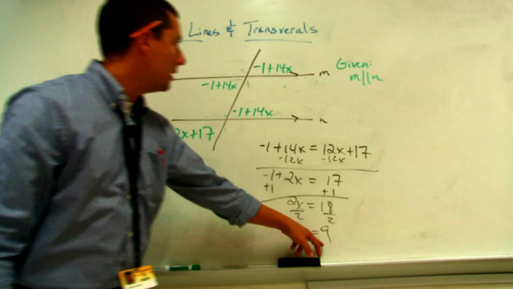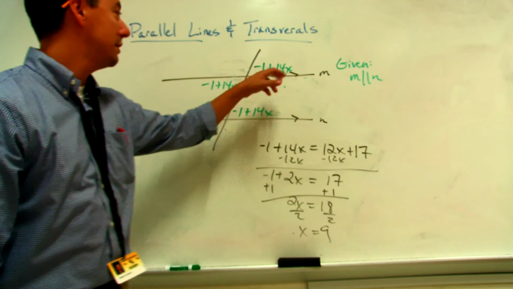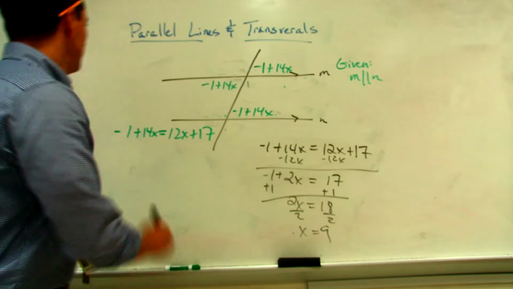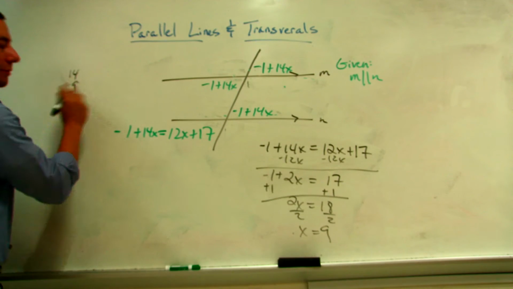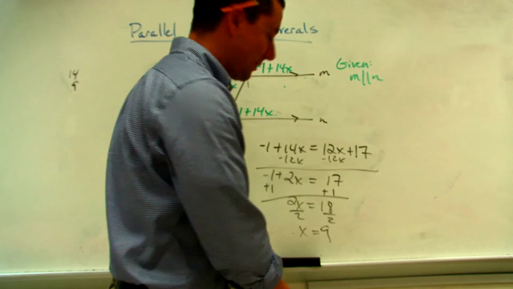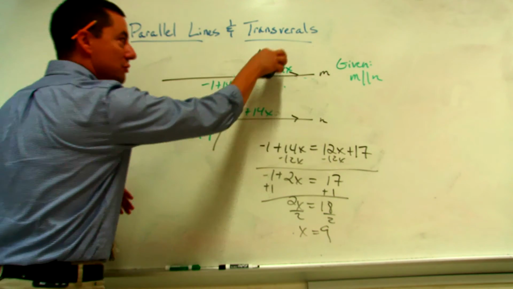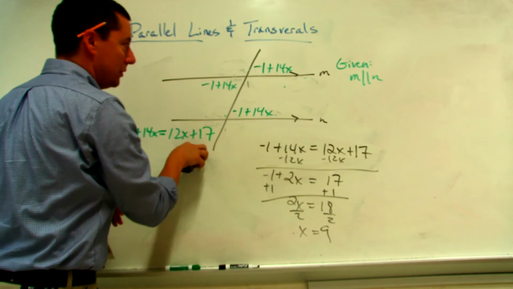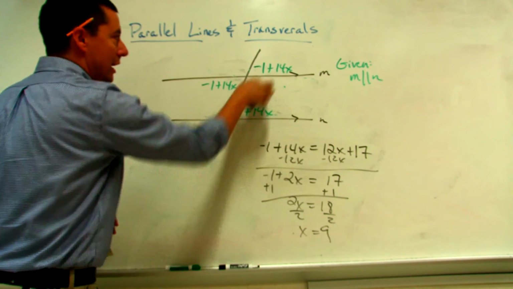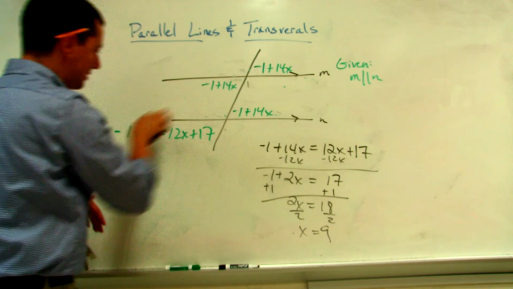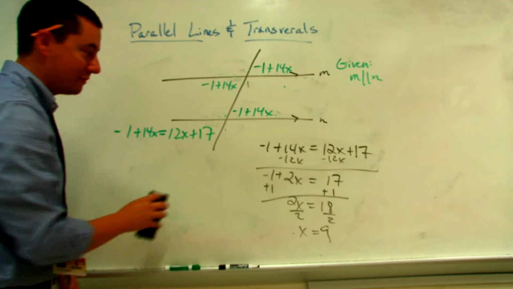I can check it. I can plug in 9, right? Negative 1 plus 14 times 9. What is 14 times 9? Right, I won't do this here. You guys check it, because I won't waste time checking this. Okay, the same thing. We knew our small angles are congruent. Our big angles are congruent. So we just wrote, oh, this is the same measure. This is the same measure. And this is the same measure. And that one gave us our equation.